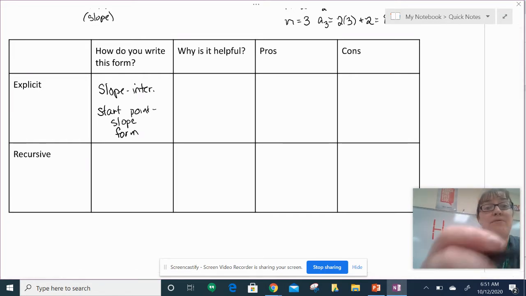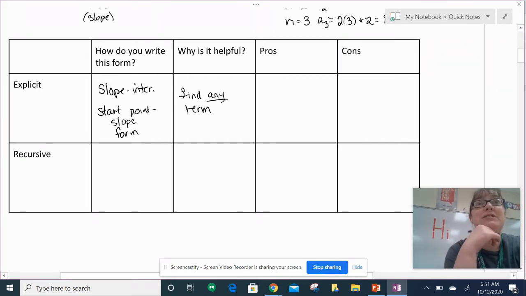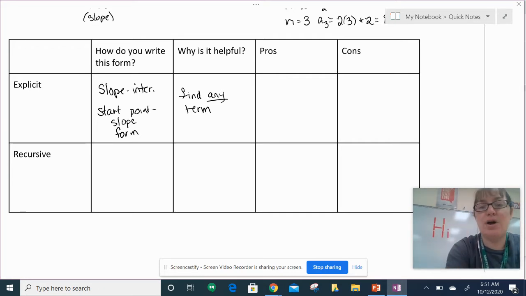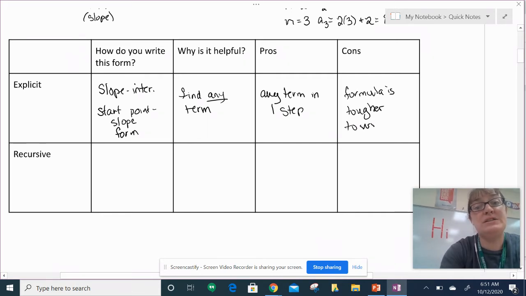Why is explicit form helpful? Explicit form is helpful if I need to find any term in the sequence. If I ask you to find the 100th term of the sequence, explicit form is the way to go. So again, the pros for explicit form is we can find any term in one step. The cons, though, are the formula is a little bit tougher to write. You've got to think through some steps on this one. But once you have that formula written, it's pretty easy to use.